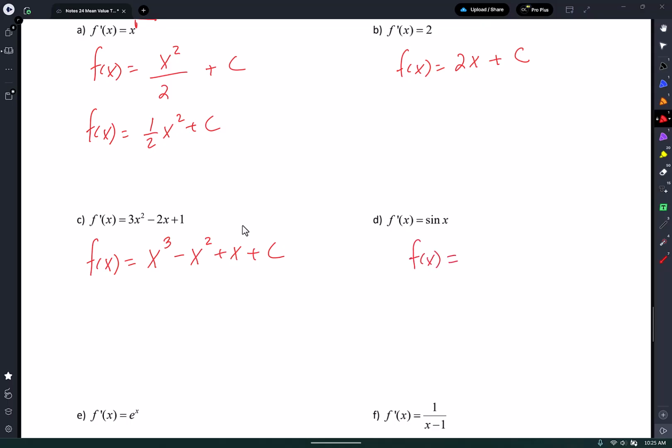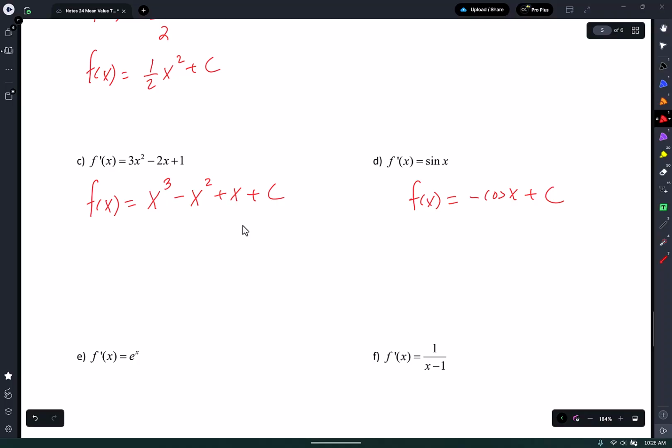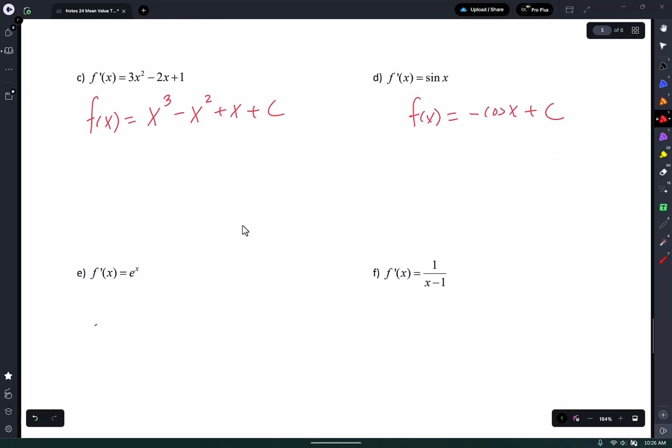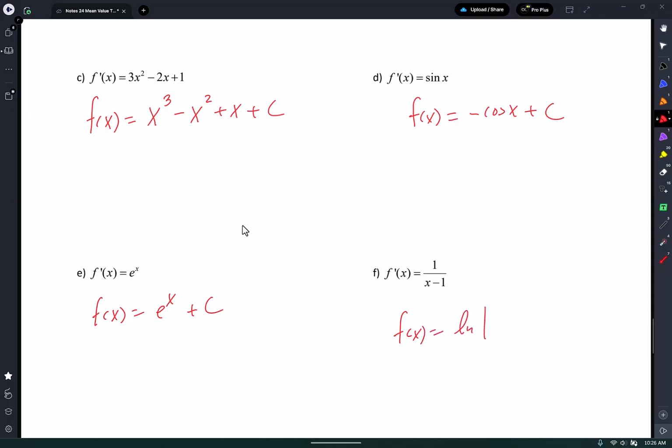What's the antiderivative of sine x? Letter F might get you guys. We'll see. Letter E, antiderivative of e to the x: e to the x. Put the what? Plus c. Let's see if you remember letter F, if it's been too long. It hasn't been too long. F of x is ln, actually absolute value of x minus 1, but we'll talk about that as we get closer. Plus c.